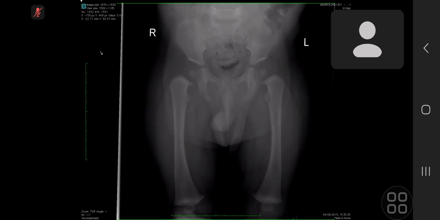Is it better now? Oh, it's a bit dark. Okay.